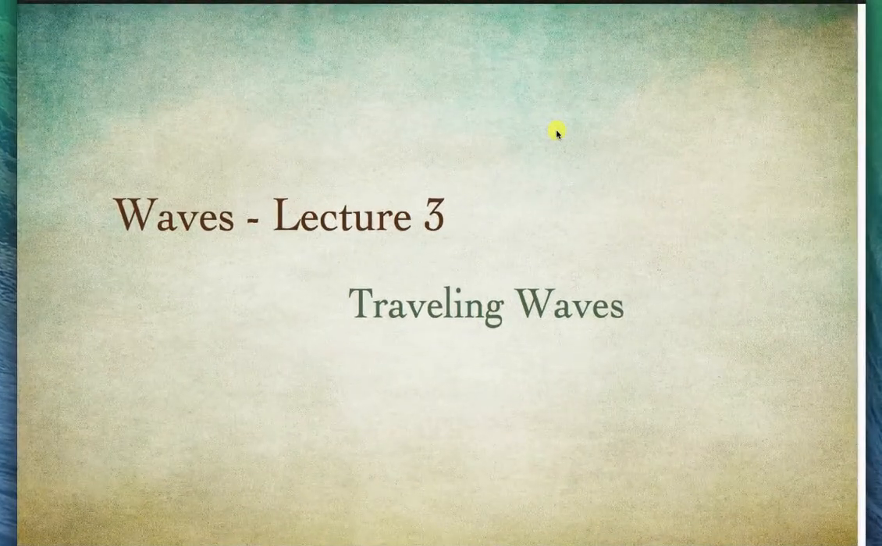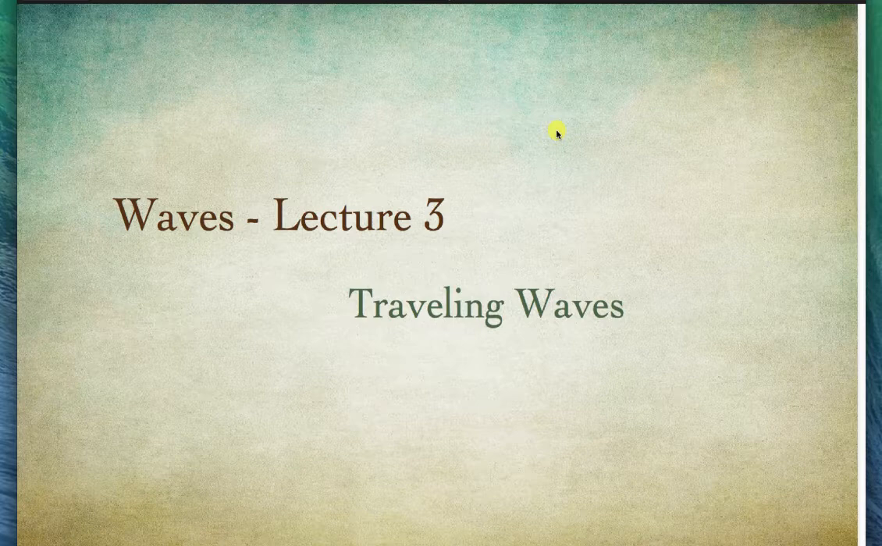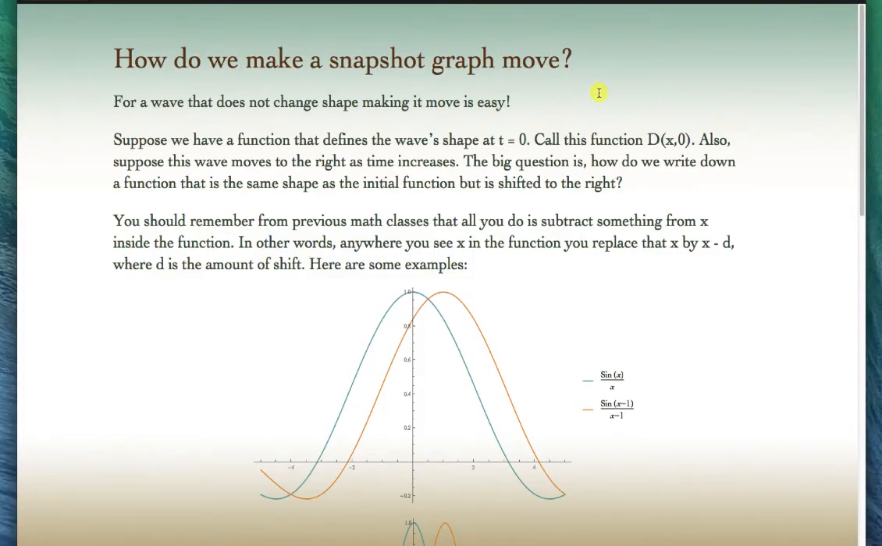So now we're going to talk about traveling waves, waves that move left to right, up and down. And we're going to think about the shapes that we were talking about previously and make them move somehow, mathematically, at least make them move. So how do we take a snapshot graph, a picture of a wave, a shape that has a certain shape, and make it travel left to right, up and down as time goes on?